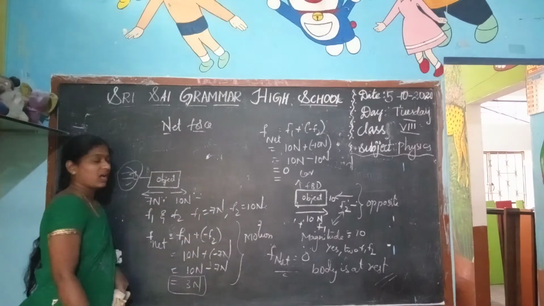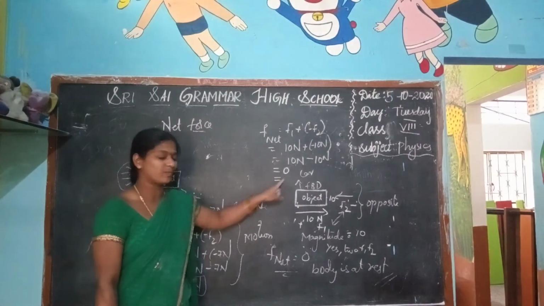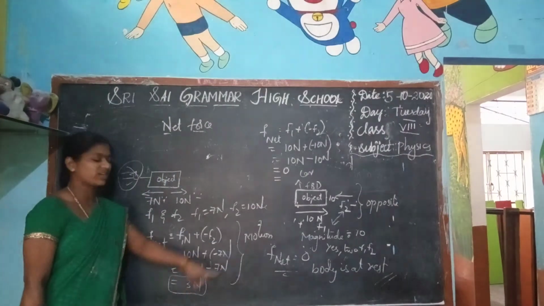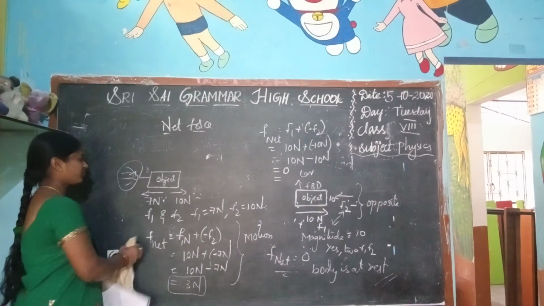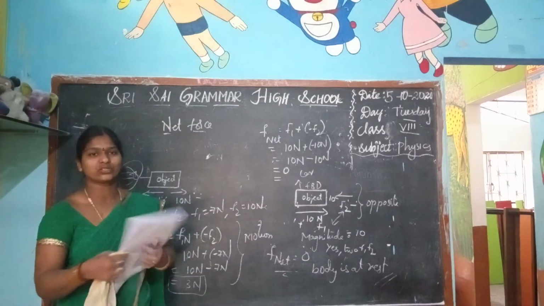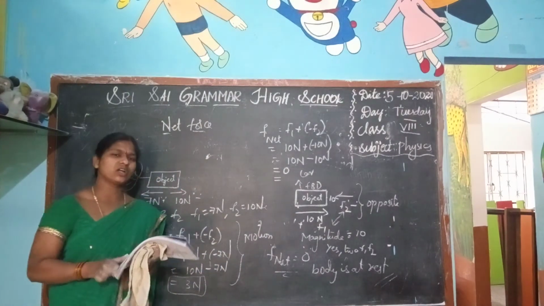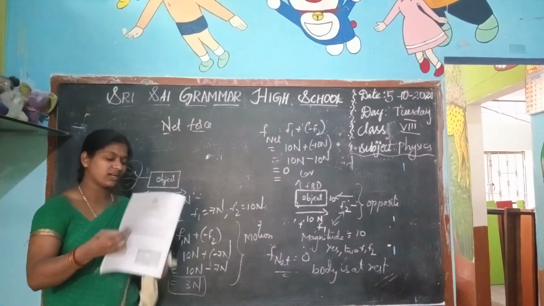Understood? The body which is at rest has net force equal to 0. The body which is in motion has net force equal to some other value. Now everyone understood what the net force is on a moving body. Now let us see some more problems based on net force.